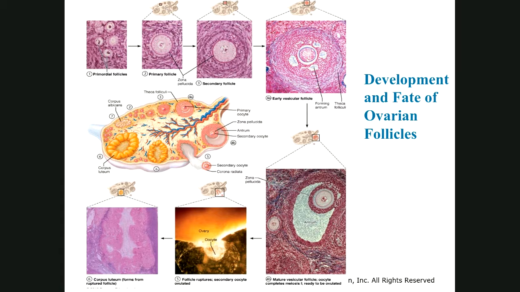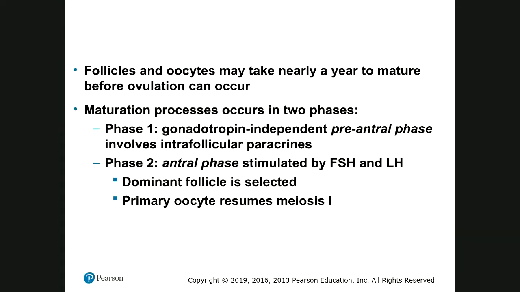The follicle and oocyte may take nearly a year to mature before ovulation can happen. The maturation process has two important phases. We have the gonadotropin-independent phase, the pre-antral phase, which involves follicular paracrine signals. And then we have the antral phase. To develop the antral phase, we need the gonadotropin hormones, FSH and LH. The dominant follicle is selected, and the primary oocyte resumes meiosis one, and it will stop at meiosis two until fertilization.